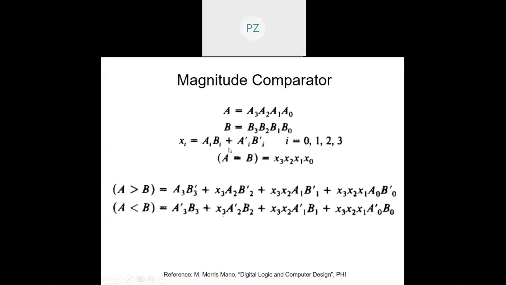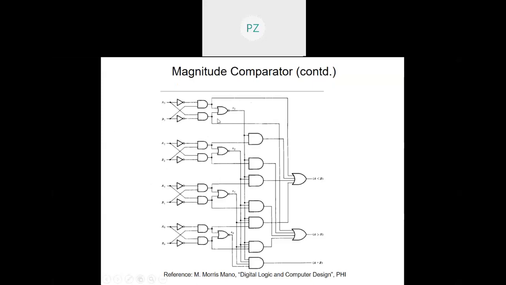So rather than realizing AI BI plus AI dash BI dash, what I am doing is AI BI dash plus AI dash BI plus AI BI dash whole dash, right? Otherwise, at one place I would have done AI BI, at another place AI BI dash, and at a third place AI dash BI. So I would have to realize three different functions. What they have cleverly done is realize A3 B3 bar and A3 bar B3, right?